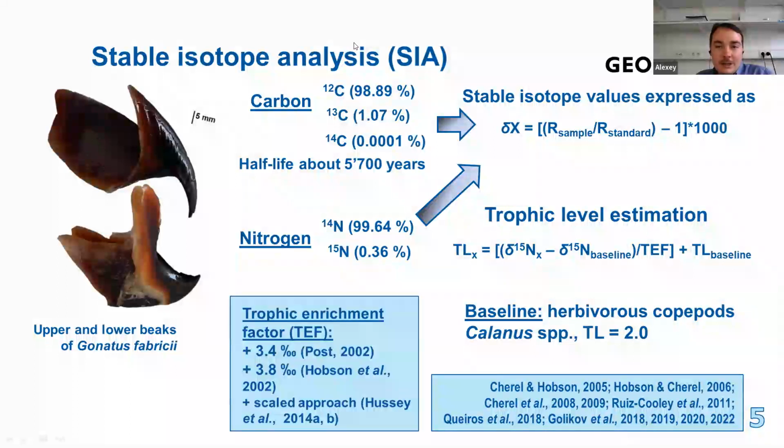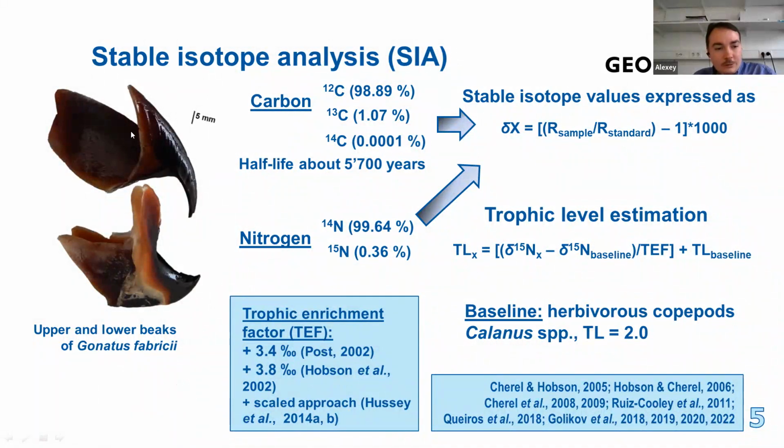And for the trophic enrichment factor, there are several approaches. Which one can we take? The classical one is 3.4 per mil. And there is an Arctic-specific one, 3.8, and this is exactly the one we use in this study. But there are ideas like a scaled approach, where it changes between different trophic levels.